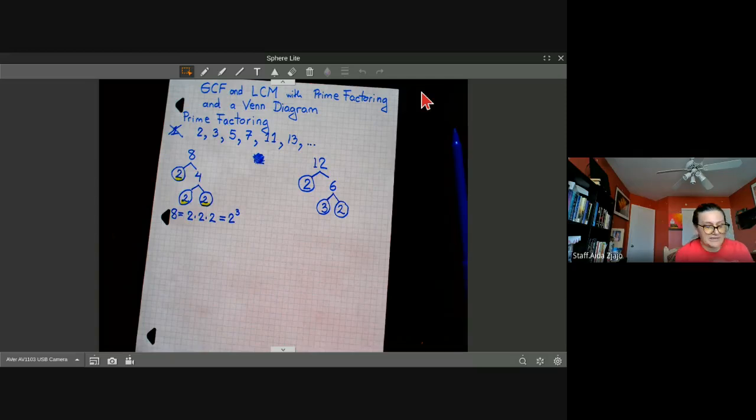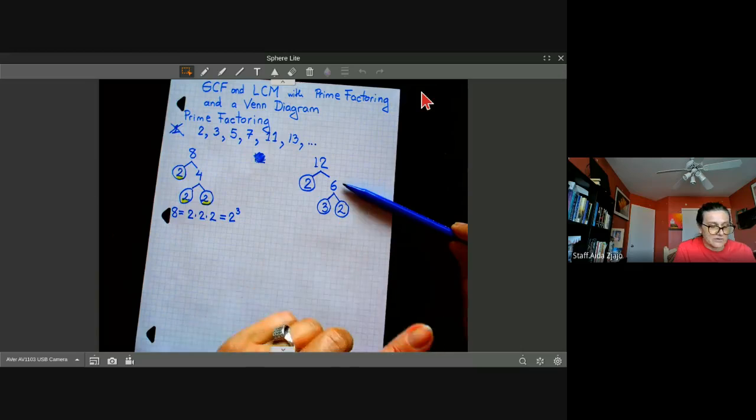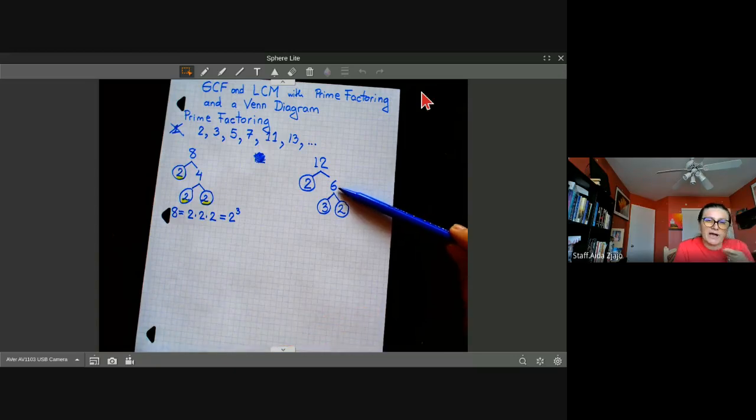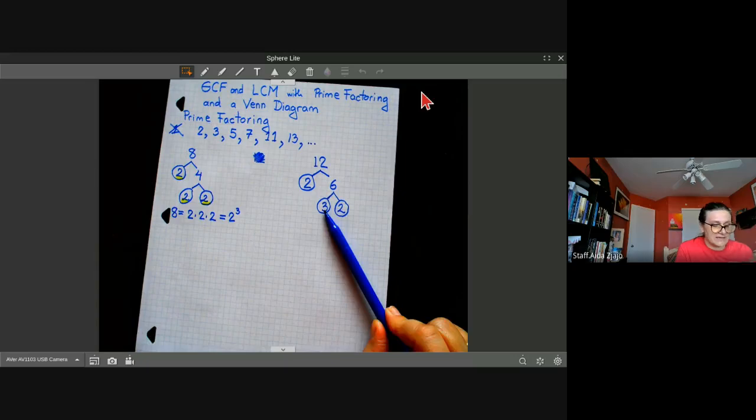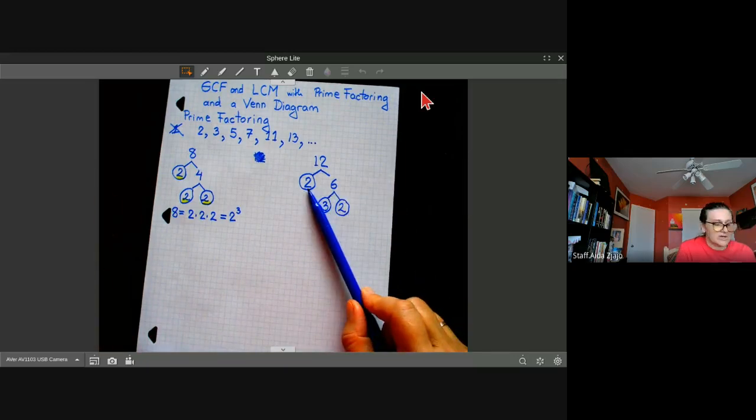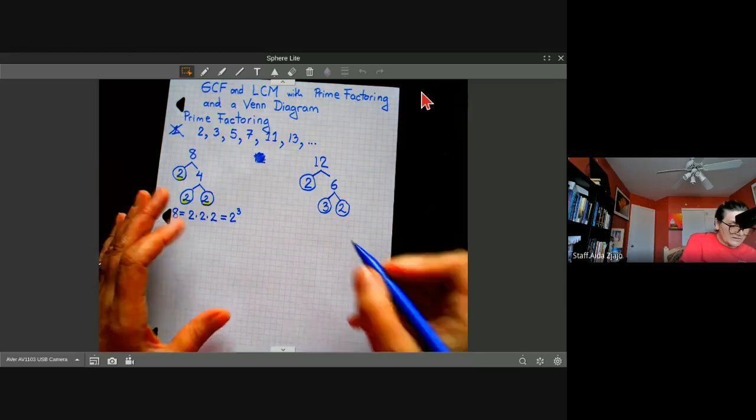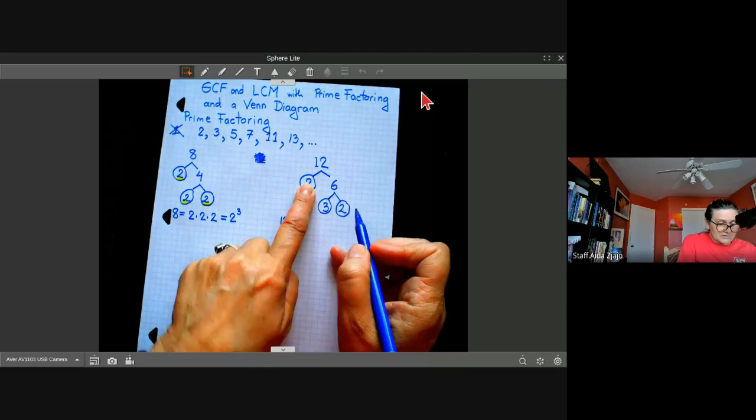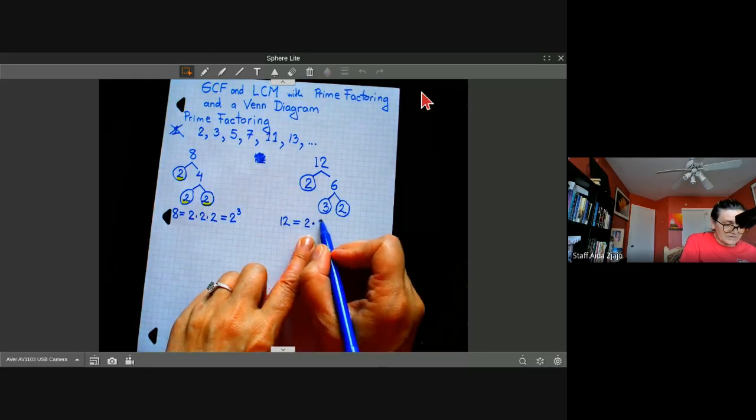If you do 6, you can say 3 times 2 is 6, but you also can say 1 times 6 is 6. Those are 2 ways to make a 6. That's why 6 is composite. While with a 3, it's only 1 times 3 is 3, or 1 times 2 is 2, or 1 times 5 is 5, and that's it. So right now you have 12 is equal to the primes 2, 2, and 3.